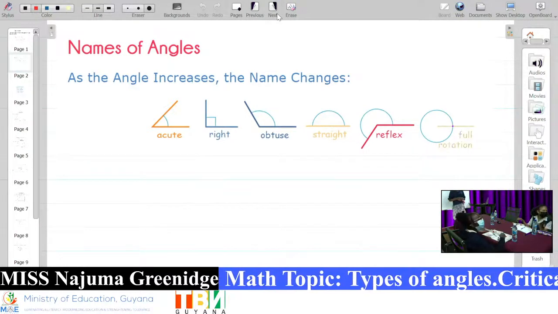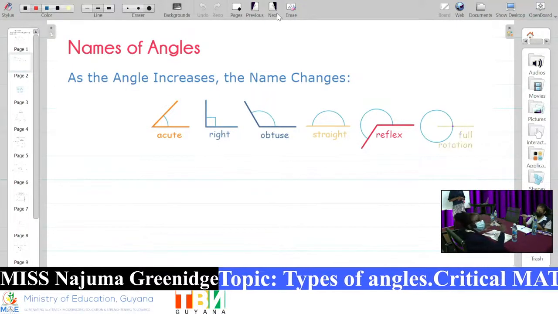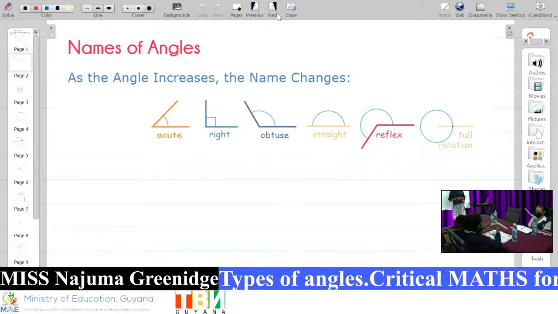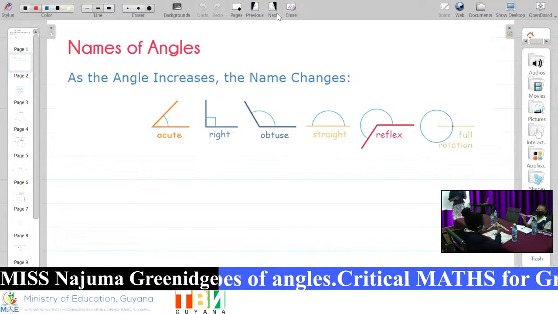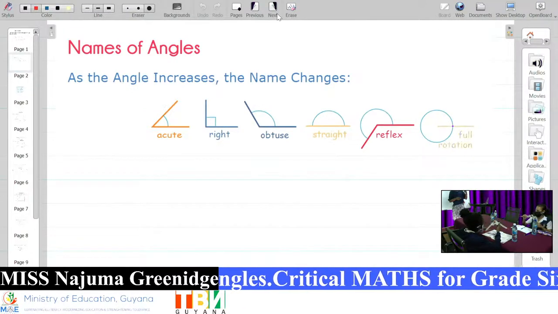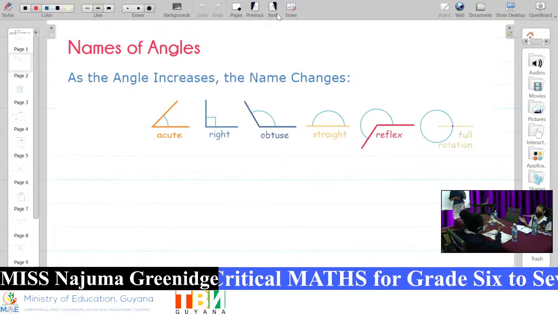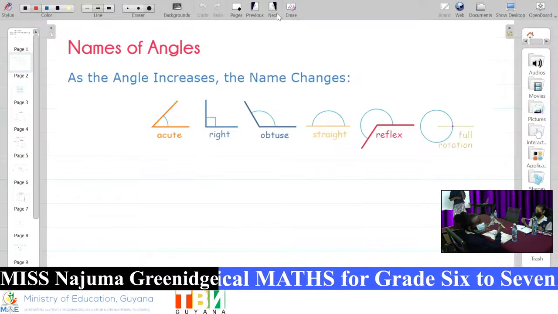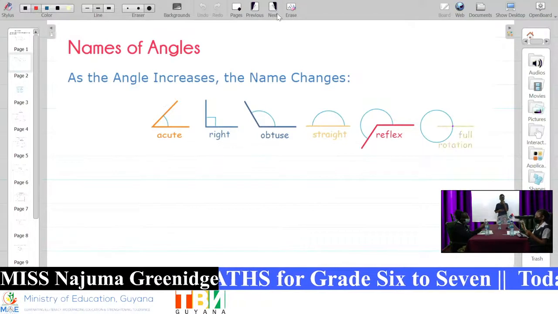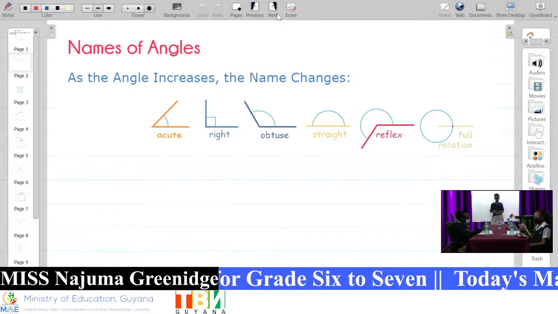Reflex. Is your angle inside or outside? Inside. You sure? Outside. Where is your angle? Outside, because it's going to be the larger angle, right? Well, the device cannot do a full rotation there, but you get the idea.